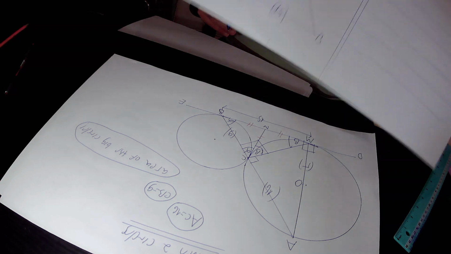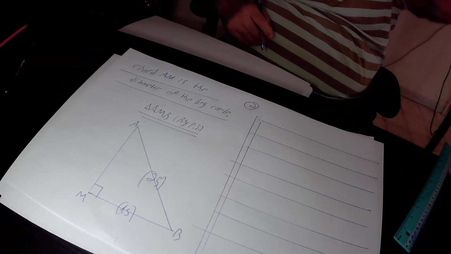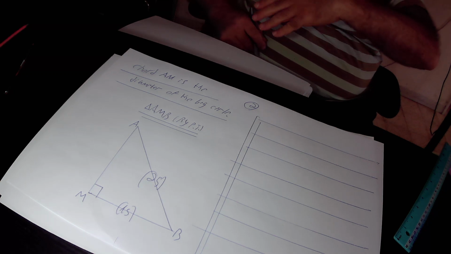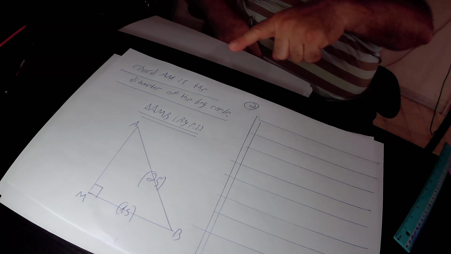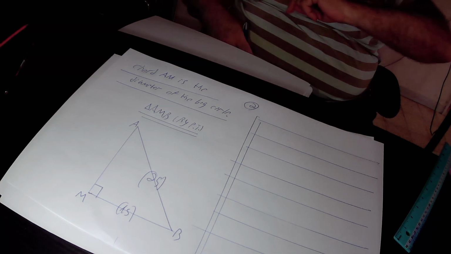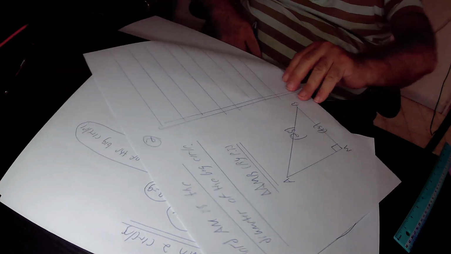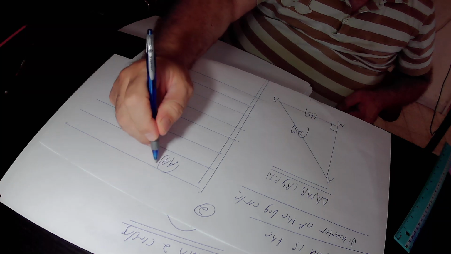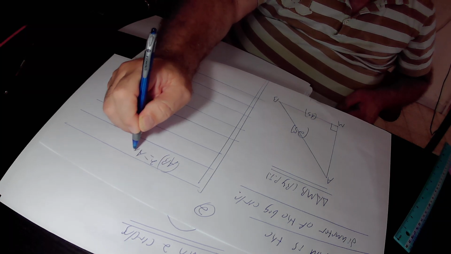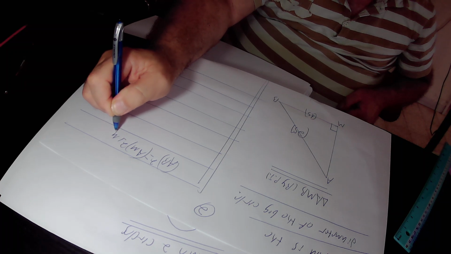So actually, this is the big right triangle A and B that I copied from the original drawing. According to the Pythagoras theorem, in this right triangle, AB squared, the square of the hypotenuse, equals AM squared plus MB squared. So I write it down: AB squared is equal to AM squared plus MB squared.